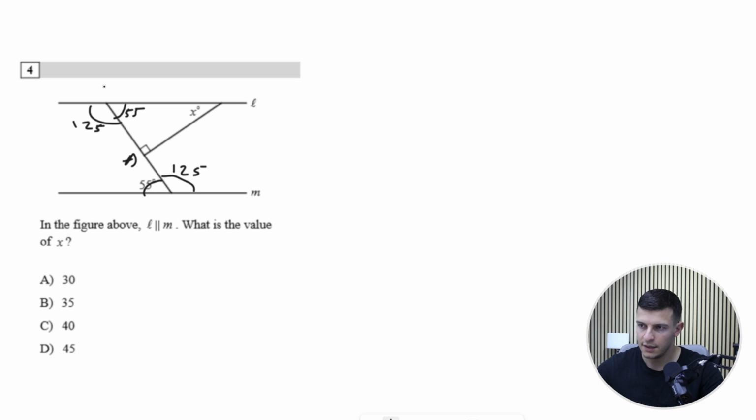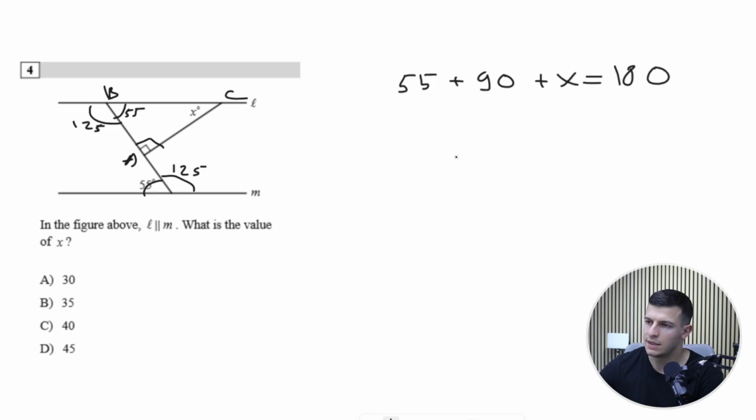Let's give it a name. A, B, and C. And we know the internal angles of a triangle are supposed to add up to 180 degrees. So 55 plus this one, which is 90 degrees, as it's shown in the image, it's a right angle triangle, plus x should be equal to 180 degrees. So 135 plus x is supposed to be equal to 180, and x is going to be equal to 35.